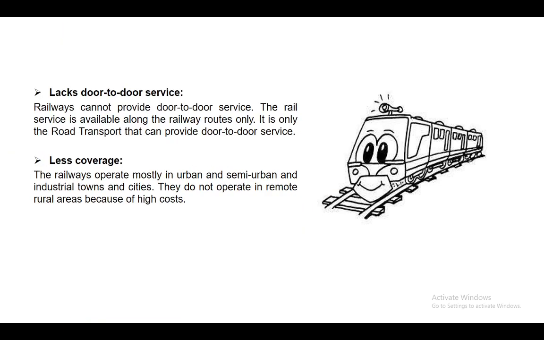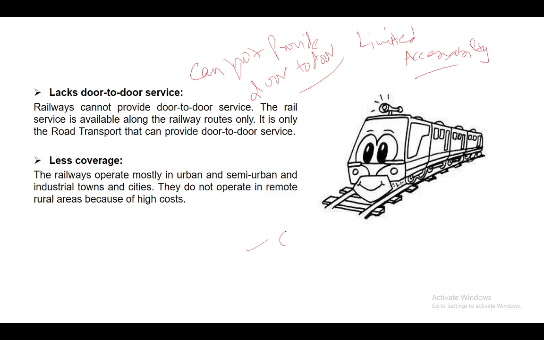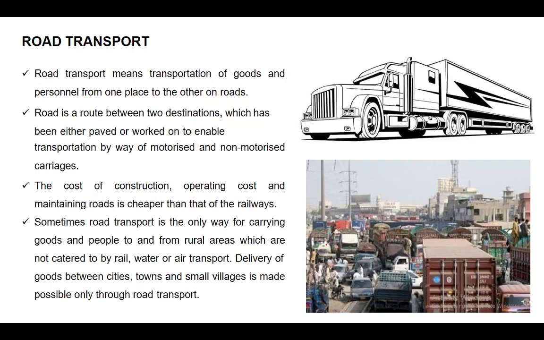And also it cannot provide a door-to-door service, because it can only provide services to the places which have a direct route. Direct route means it can only provide the service where the railway line is constructed. And also its coverage is limited, because it cannot change its lane and it cannot go beyond that construction line.